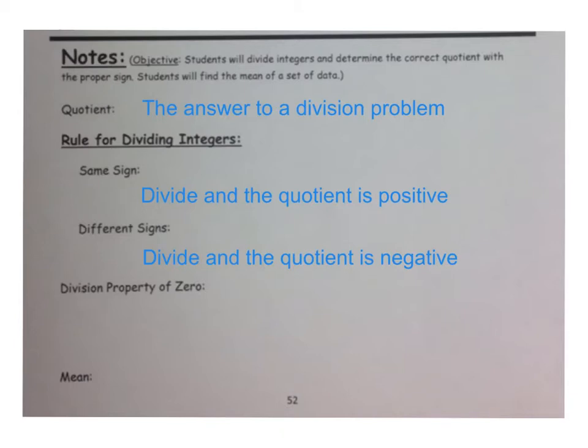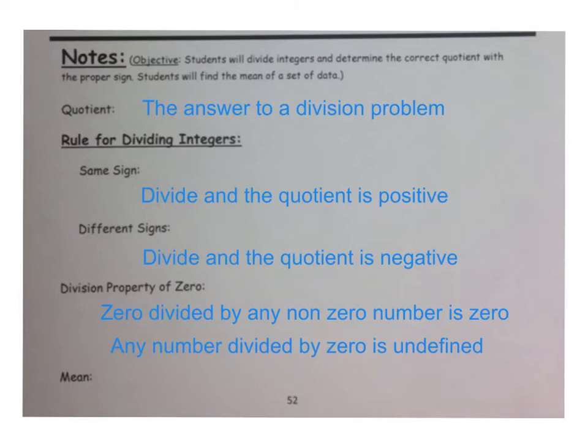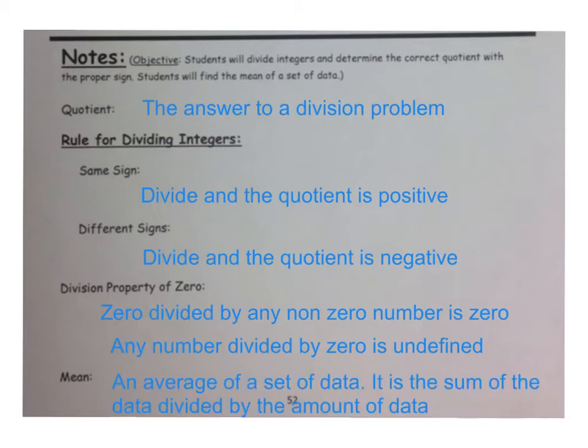Then we have what's called the division property of 0. So we have 0 divided by any non-zero number is 0. And then the second part of this is any number divided by 0 is undefined. And then we're going to define the math term mean, which you probably had in 6th grade. The mean is an average of a set of data. It is the sum of the data divided by the amount of data. And we'll see some examples of this as we go along.